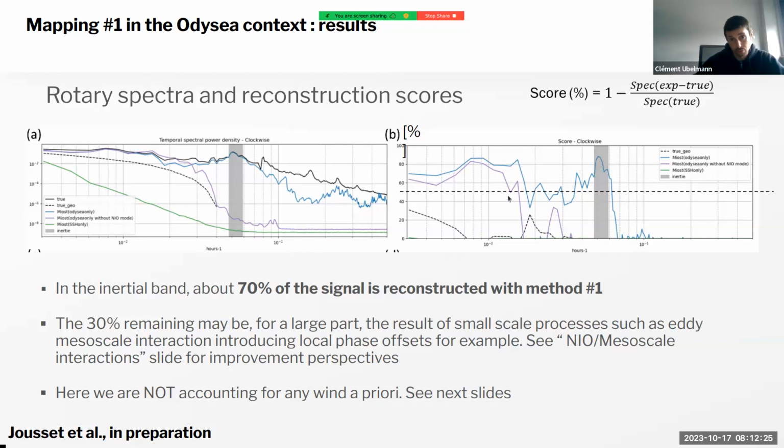And also, if you compare with the purple curve that does not use the oscillatory mode, you can see the difference, and also the difference at lower frequency, showing that by better reconstructing NIOs we also help the whole range of scales of the total surface current.